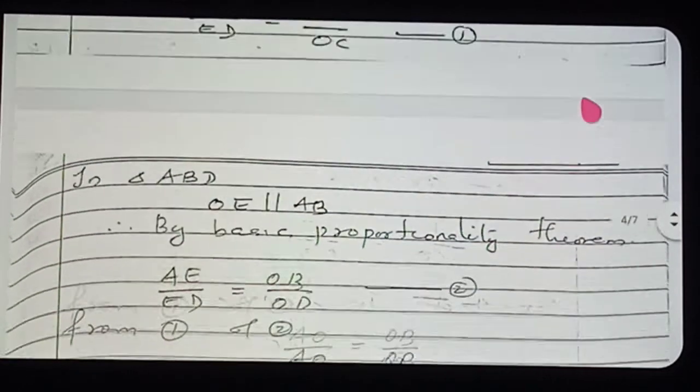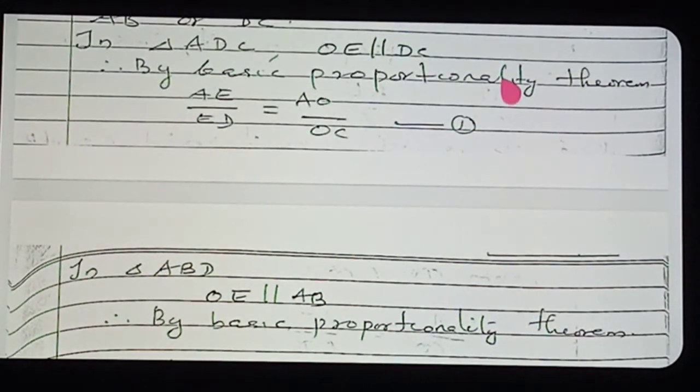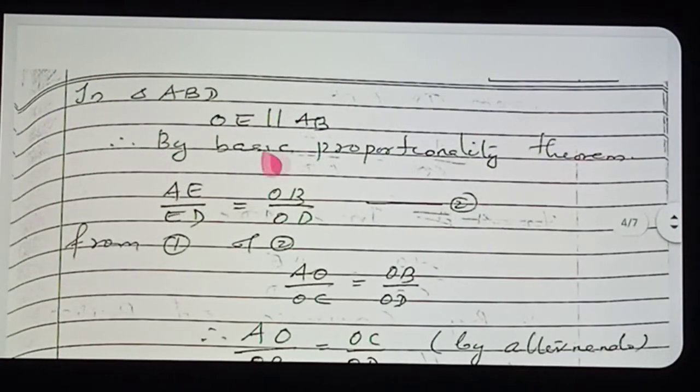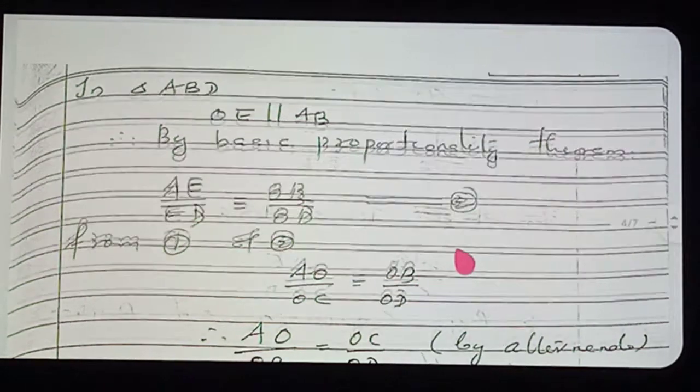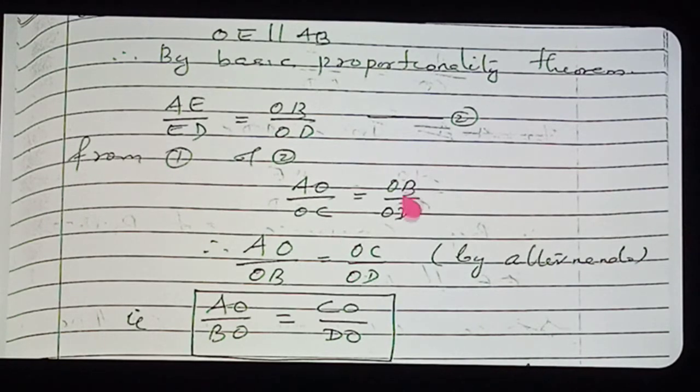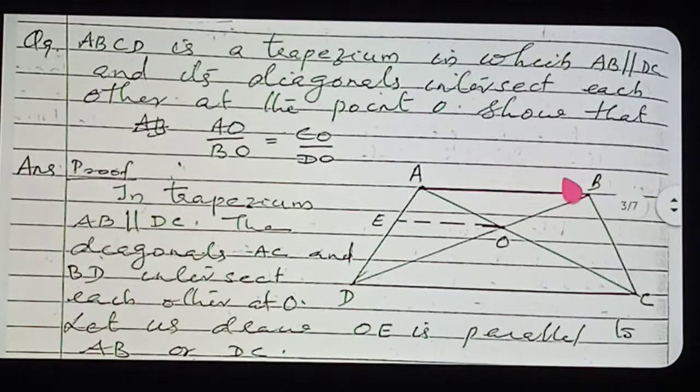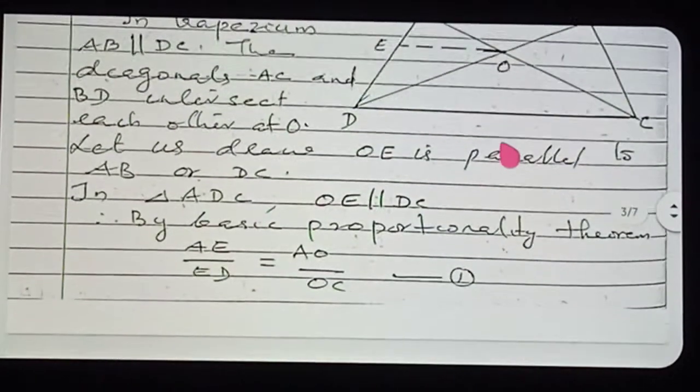So the first equation you already know: AE by ED is equal to AO by OC. This is the first equation. And the second equation you got: AE by ED is equal to OB by OD. So in both equations the LHS part is the same. Therefore we can equate the RHS part. AO by OC is equal to OB by OD. But see your question, what do you want to prove? You want to prove that AO by BO is equal to CO by DO.